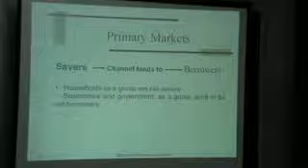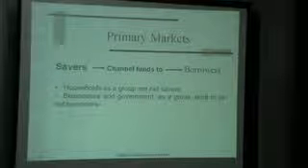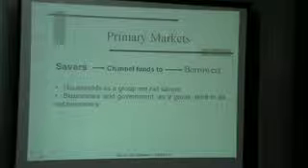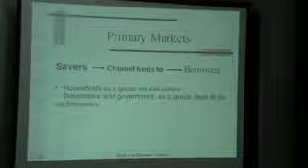In the primary market, savers are channelizing funds to borrowers. So households as a group are net savers, and business and government as a group tend to be net borrowers. So funds are flowing from the savers to the borrowers.